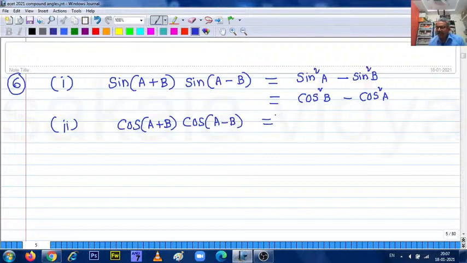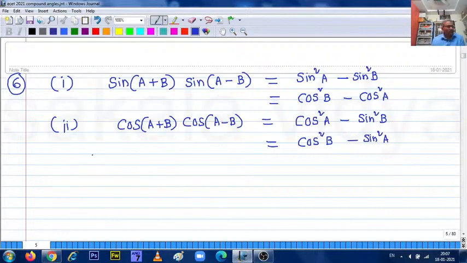What do you get? Always cos square first, sin square next, whatever angle it may be. That means you can have it like this: cos square A minus sin square B, or cos square B minus sin square A. This is the speciality of this formula: cos of A plus B into cos of A minus B.